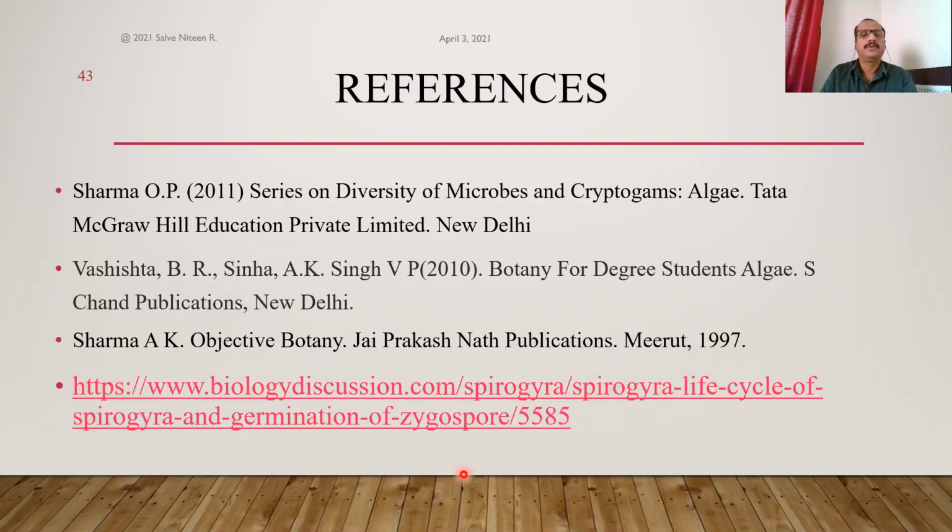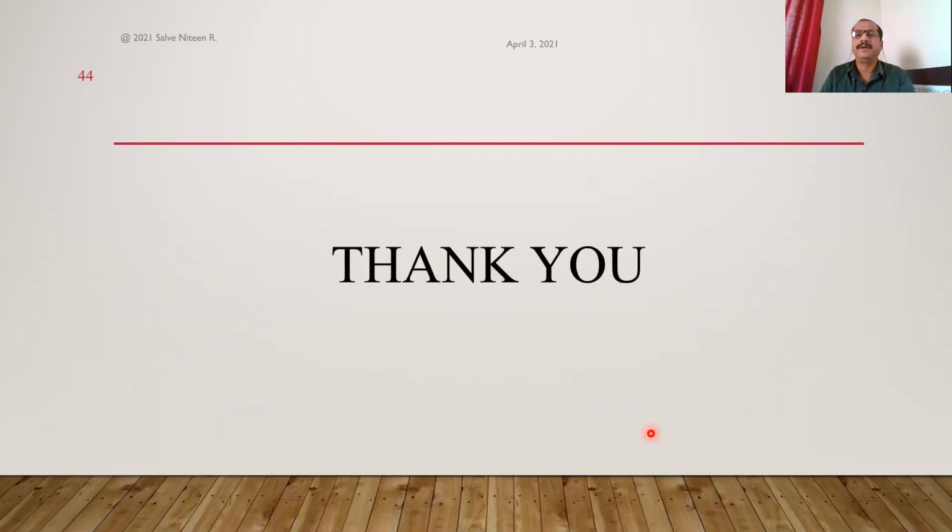Okay. So this covers 40 questions. These are some of the references. This is a very good book. Sharma O.P. and Vashishtha B.R.'s book is also a very nice book. Sharma O.K. Objective Botany is another old book which has lots of objective type questions. This is the website Biology Discussion. Usually I refer to it, and many more books are there. Textbooks are also there. You can read between the lines to have objective type multiple choice questions.